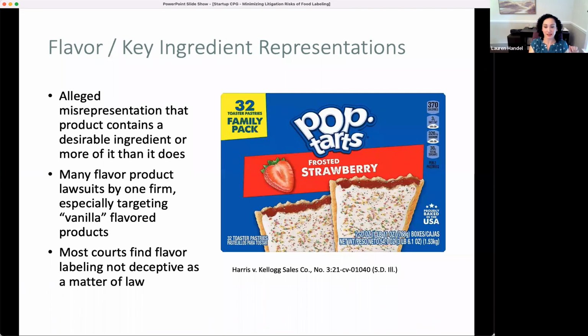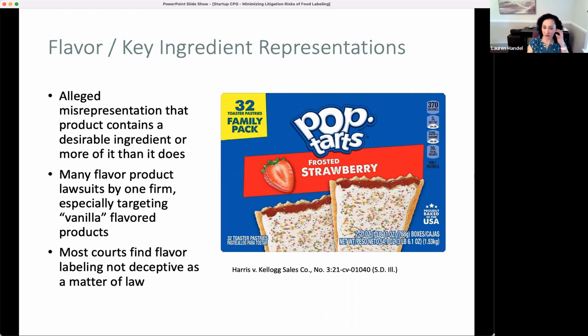The basic idea is, so this is Pop-Tarts. The allegation is that it's deceiving consumers to just call it frosted strawberry because it doesn't have nearly as much strawberry in it as consumers might think.